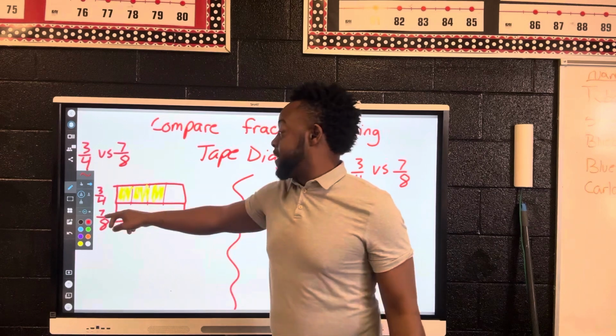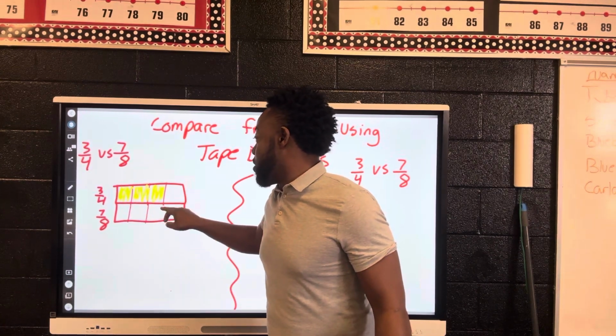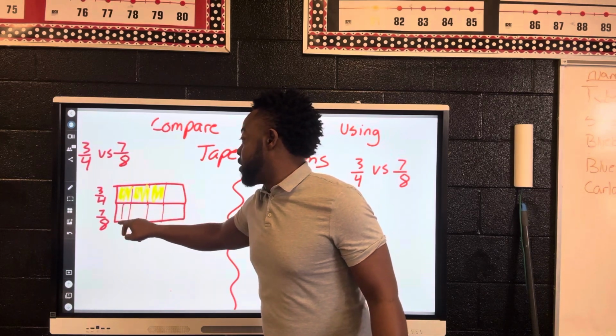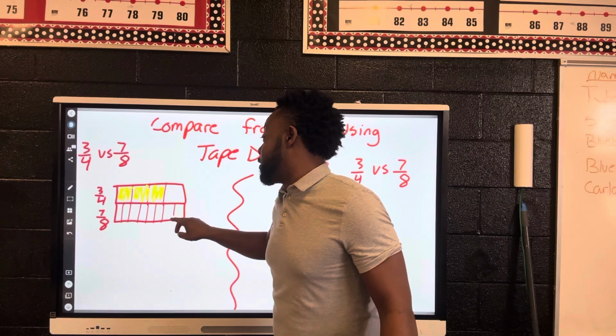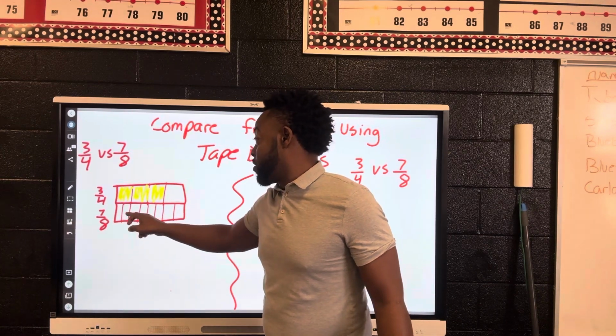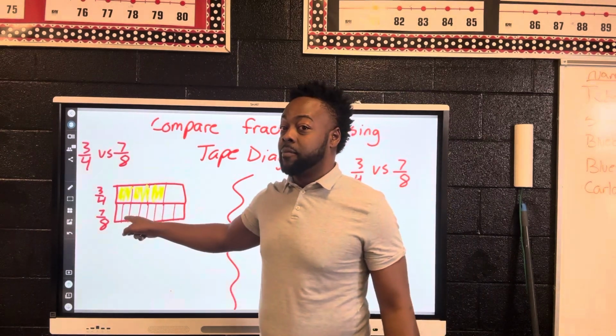I now need to make 7/8. So I'm gonna cut it in half. I'm gonna make my 4ths. And I'm gonna cut each of these 4ths in half, which makes it 8. 1, 2, 3, 4, 5, 6, 7, 8. I have 8 parts at the bottom.